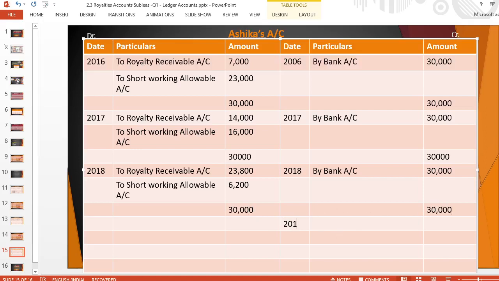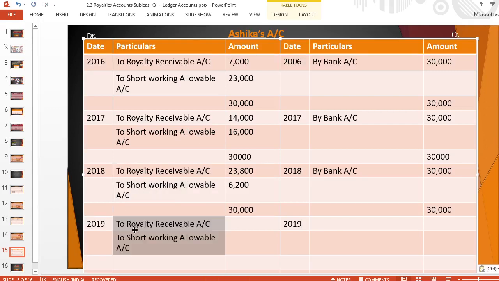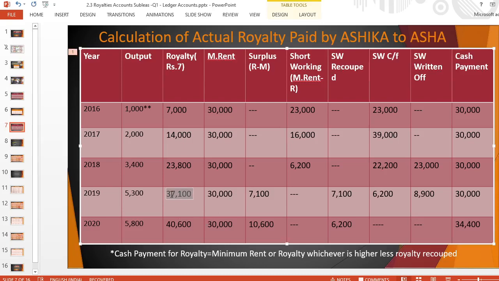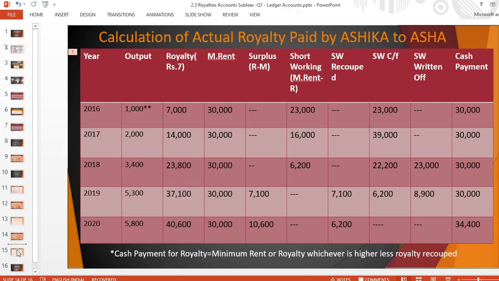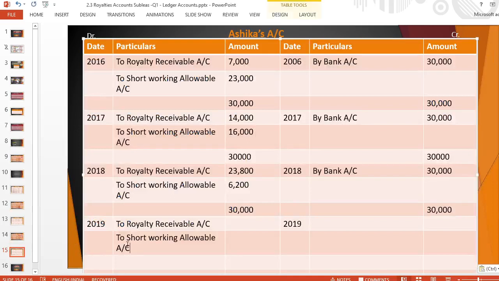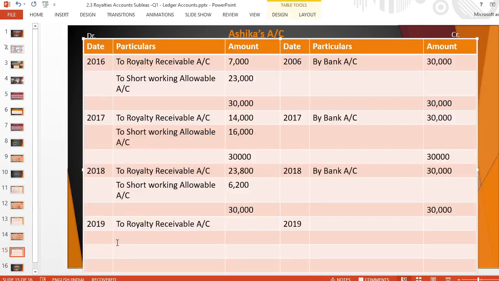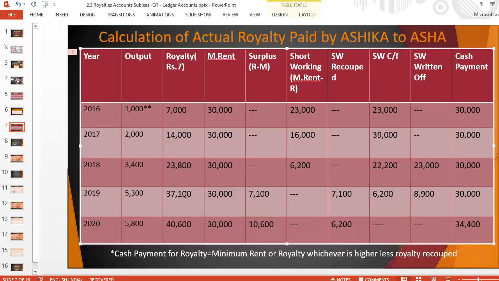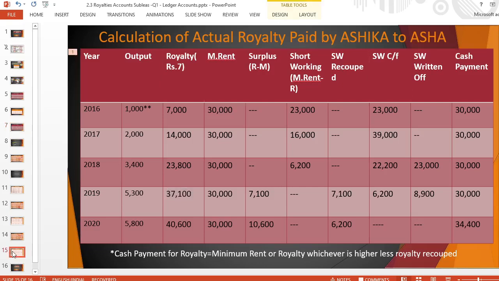In the year 2019, here again the first transaction is to royalty receivables account and short working allowable account. I'll check the amount here. In the year 2019, it's 37,100 rupees and no short working. So only one entry will appear and the short working allowable account will not appear. So I'll record the amount. Royalty due was 37,100.